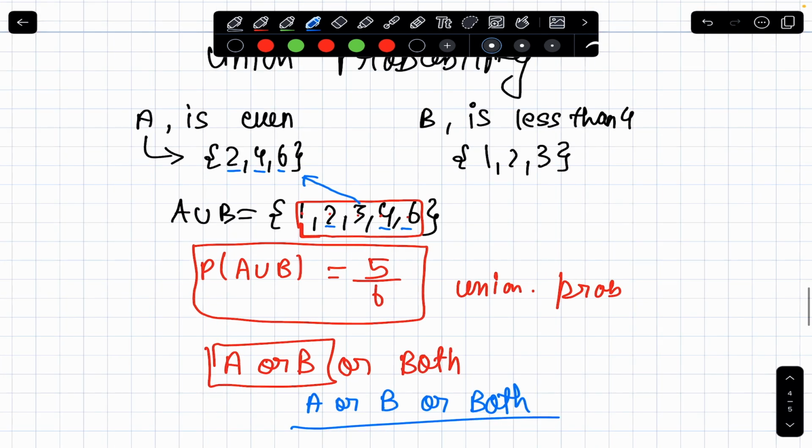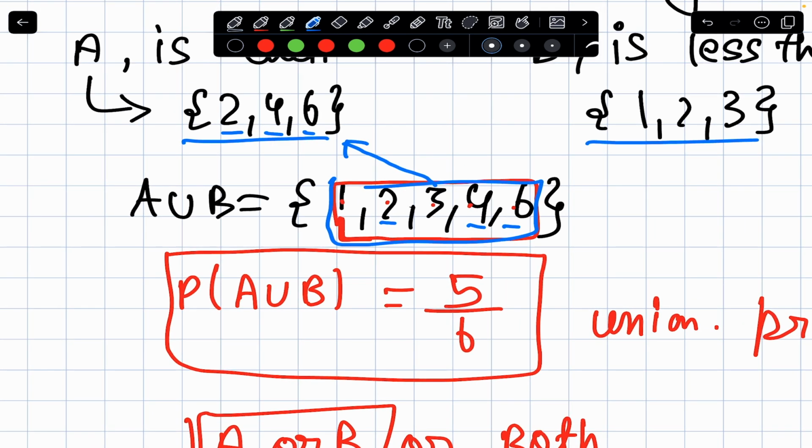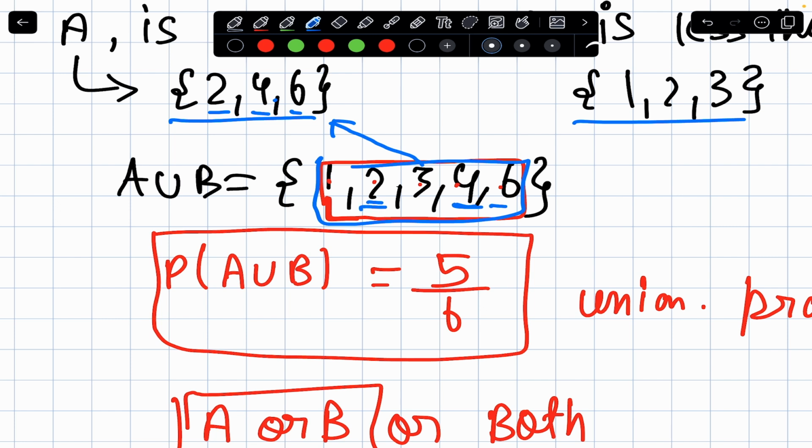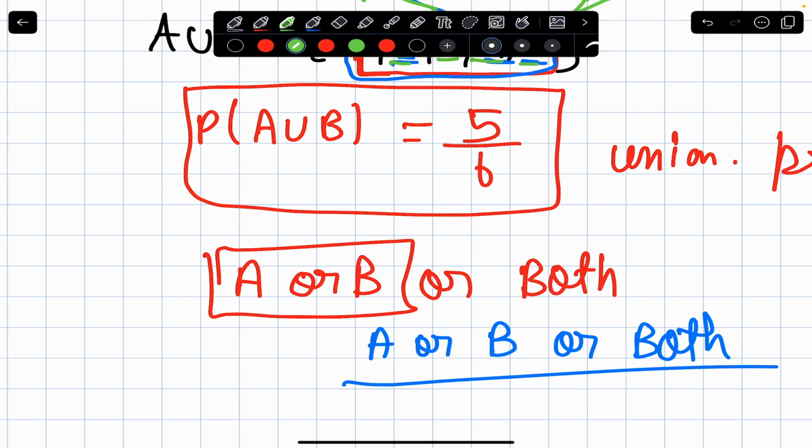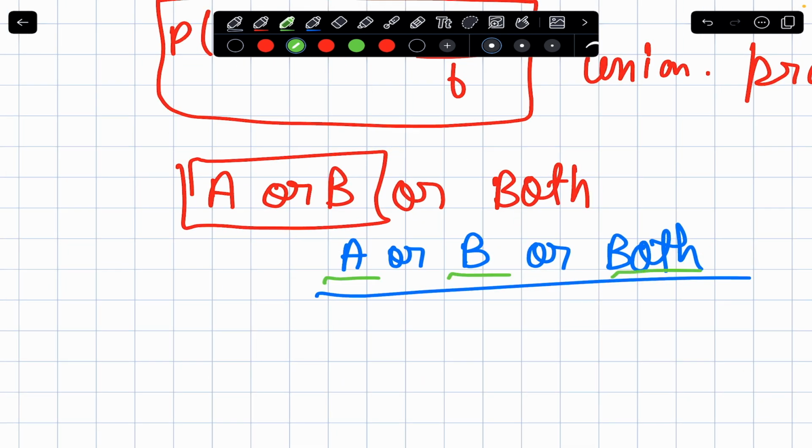See, this satisfies both sets. Are we getting 2, 4, 6? Yes, definitely, 2, 4, 6. So this satisfies this set also. Are we getting 1, 2, 3? Yes, 1, 2, 3. And this set is also getting satisfied. So that's why this tells us the probability of either A or B. So it tells us A, B, or both. That is what the union probability tells us.